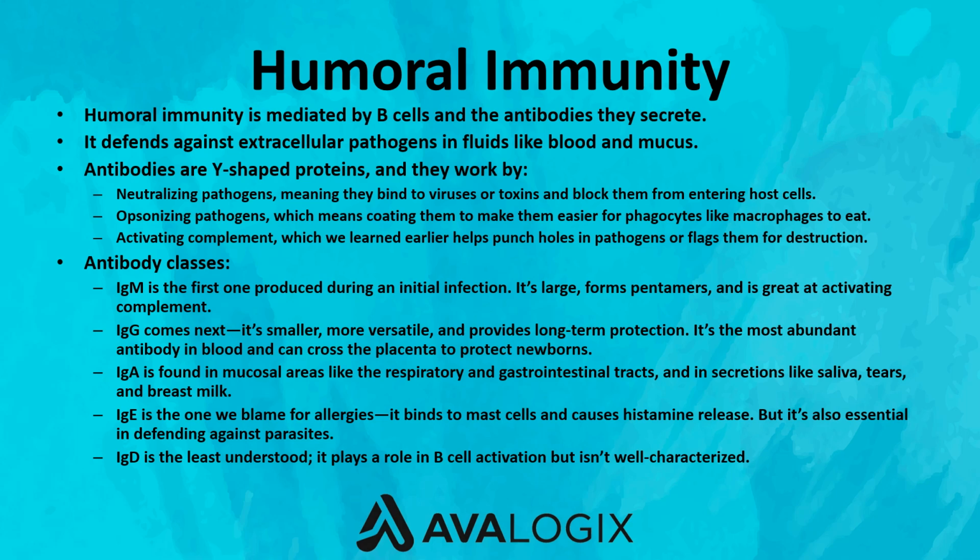IgA is found in mucosal areas like the respiratory and gastrointestinal tracts and in secretions like saliva, tears, and breast milk. IgA is the one we blame for allergies. It binds to mast cells and causes histamine release. But it's also essential in defending against parasites. IgD is the least understood. It plays a role in B cell activation, but isn't well characterized.